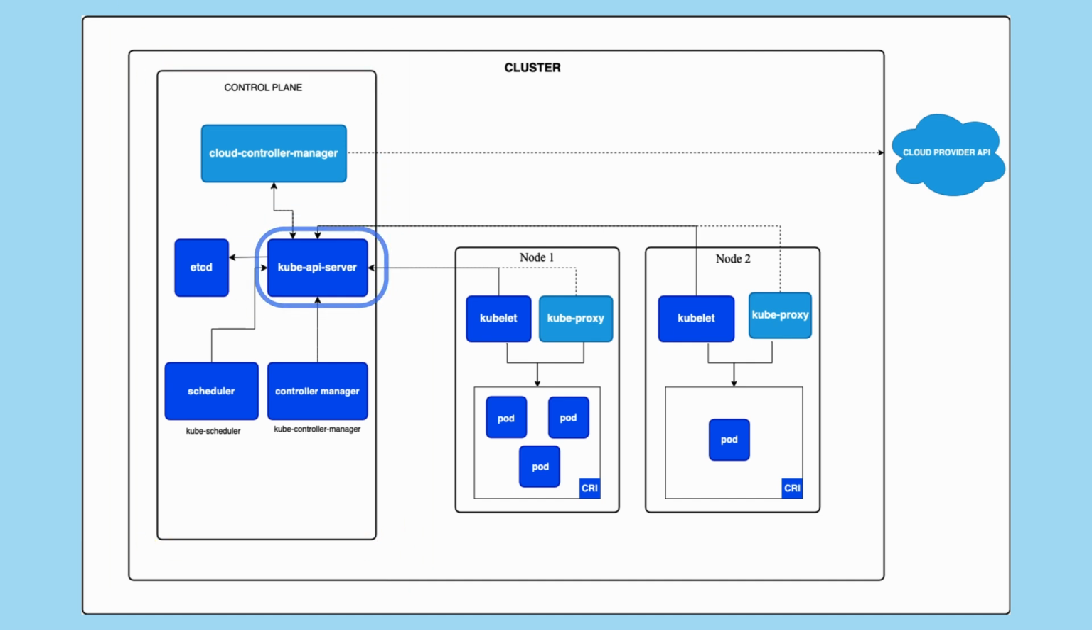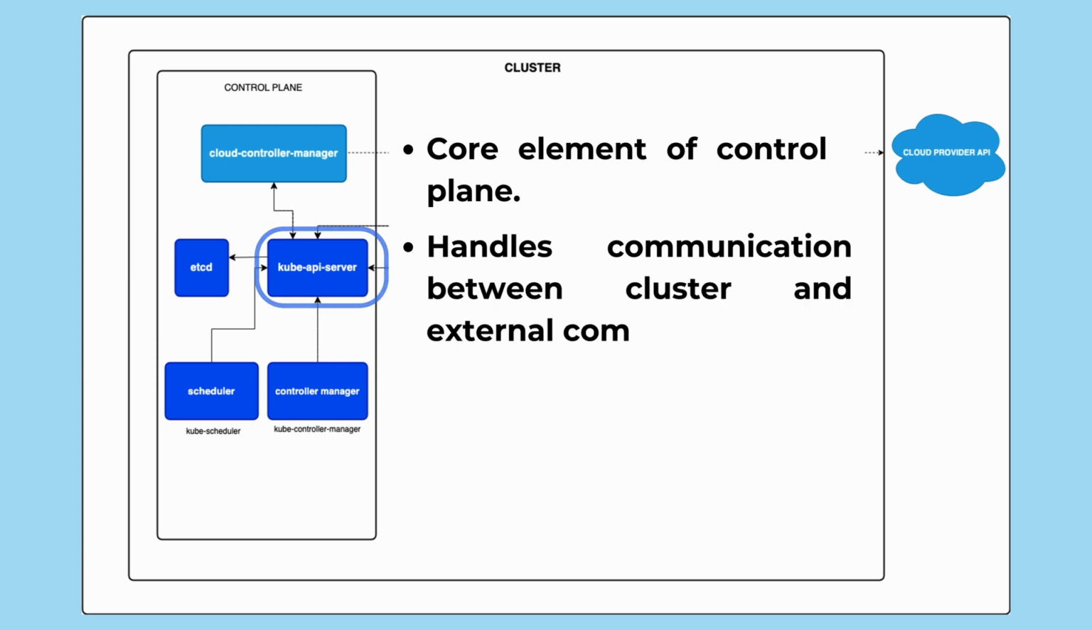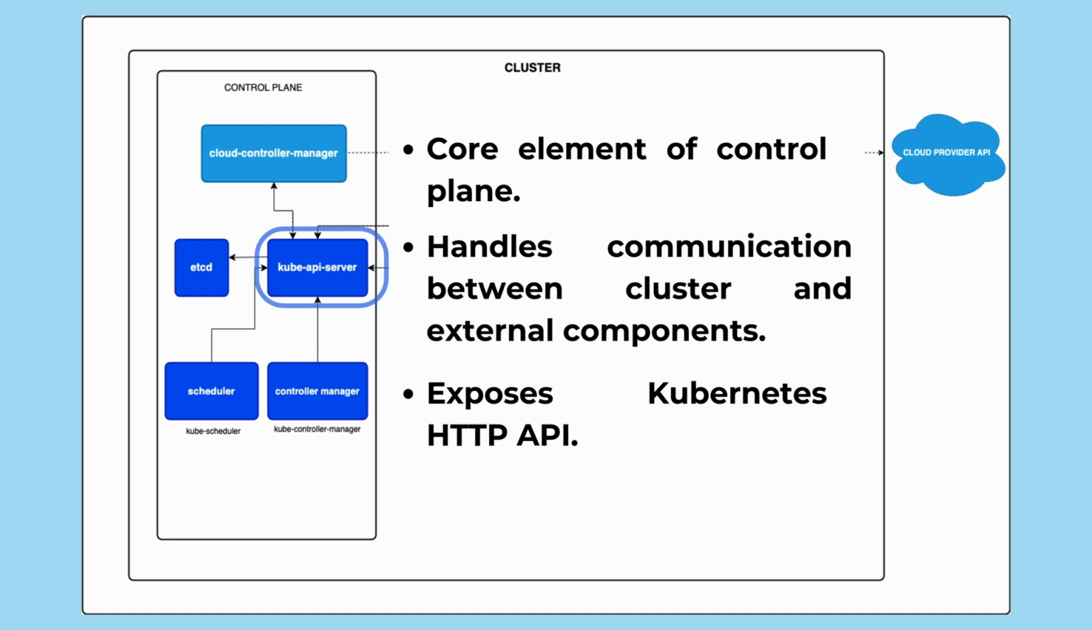Kube API server. This is the core element of the control plane. It's the installation of this component that makes any machine a control plane. This handles all the communication between different components of the cluster and external components and also the end user, that is us. It exposes the Kubernetes HTTP API, which simply means Kube API server makes the API available to all so that the communication can happen between all the components. Yeah, Kube API server is a communication hub.